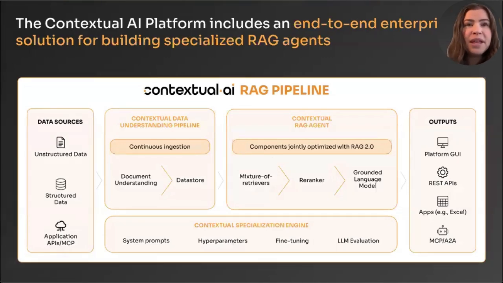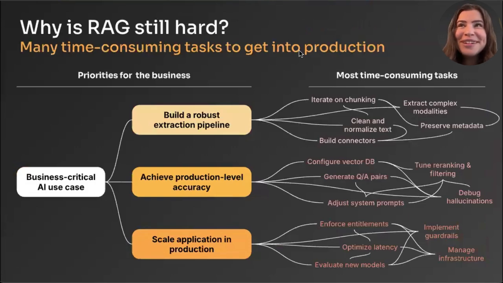And then we have a number of different options to specialize the RAG system with system prompts, hyperparameters, fine-tuning, or evaluation. One thing I just want to touch on before we kick it off with the demos is, why is RAG still hard? Why are we still talking about RAG challenges in 2025? There's a lot more buzzy topics we could be talking about, but it turns out that to really take advantage of a lot of the most recent technology, things like agents and agentic frameworks, you really need to have this part be really dialed in.